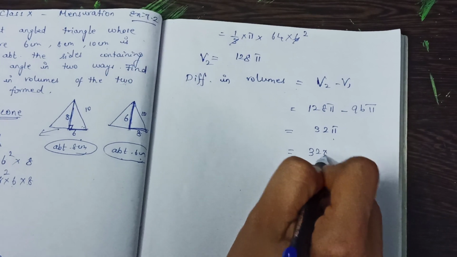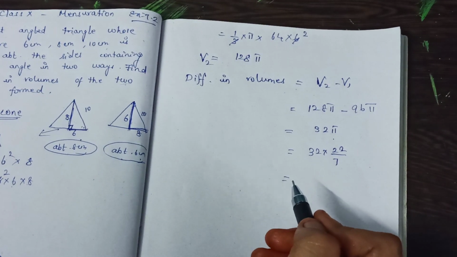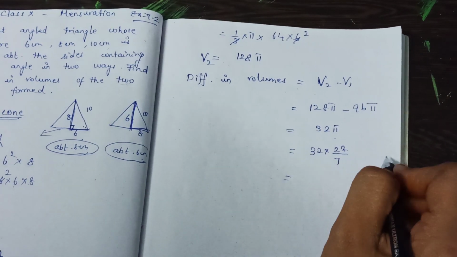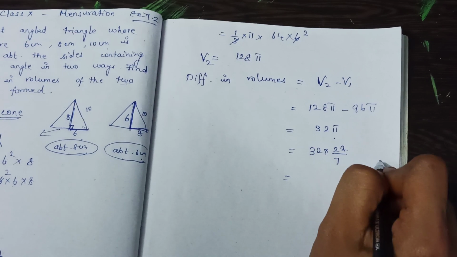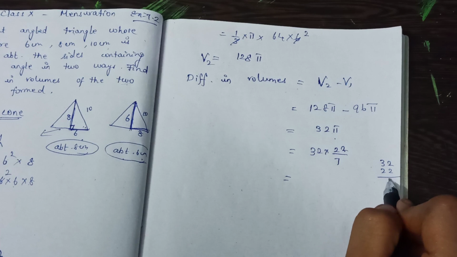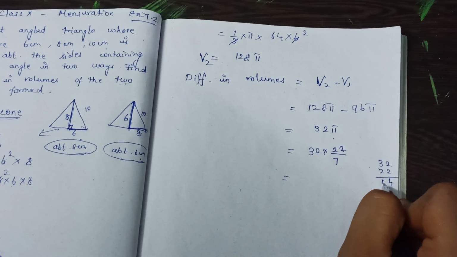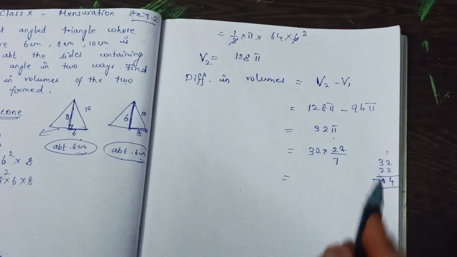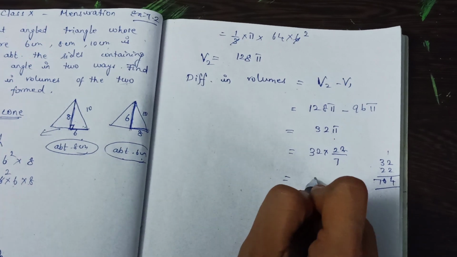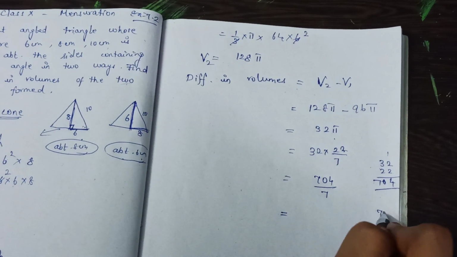Now here in the final step, let us substitute the value for pi. So 32 into 22 by 7. Here we cannot cancel, so let us multiply and divide. So 32 into 22. So as I said, this can be multiplied by using shortcut method. Let us discuss this later. So when you use shortcut method, we will get the answer in a single step. So 704 by 7. So we are going to divide this.